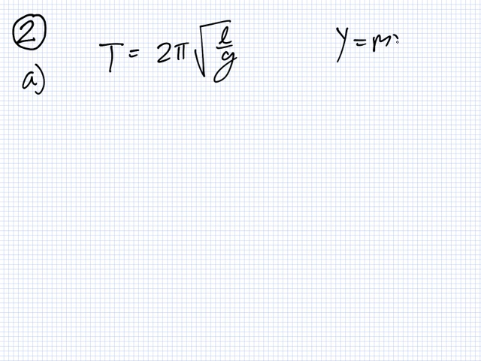A student performs an experiment in which they change the length of a pendulum and record the time taken to complete 10 oscillations. The results are in the table below. Different lengths, different times. Part A, I'll let you try this. Show how to rewrite this into this form, where x is length and y is t squared. Okay, I'll give you a minute to try that.